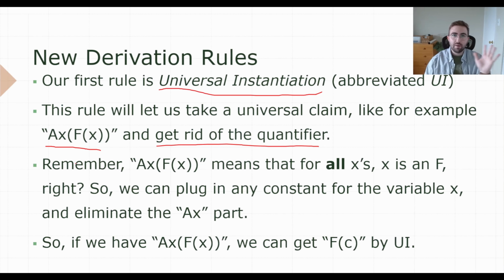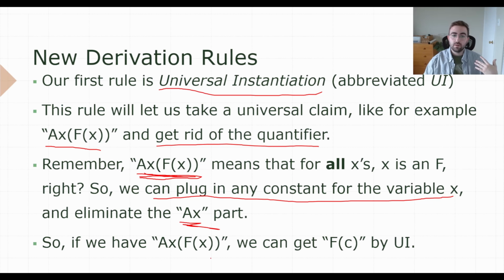Anyway, this will become apparent as we go, but first note that you'll remember that for all x, f of x means that for any x, whatever x is, it's going to be an f. So we know that everything is f. Everything that we can talk about in our language is f. So we can plug in any constant for the variable x if we already have for all x, x is an f. So we can plug in any constant and eliminate the for all x part, right?